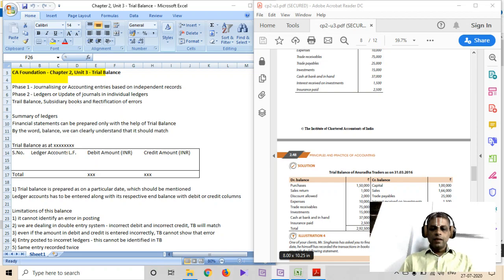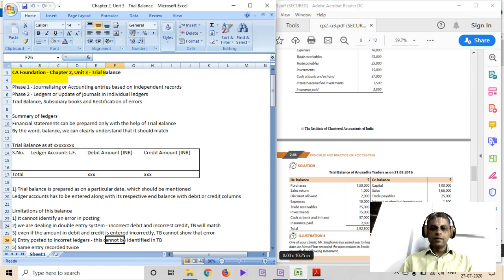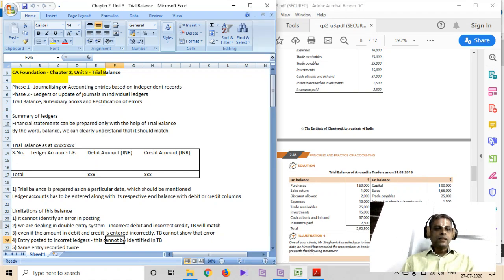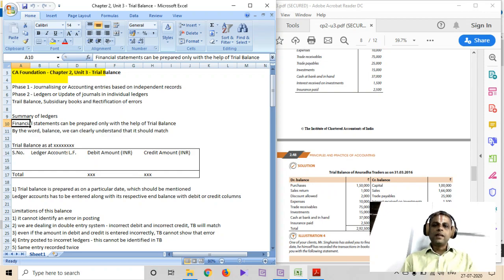So we were discussing trial balance in the earlier class, right? Let's continue with that and do a recap. What is the trial balance? Trial balance is the third phase in the accounting process. The first is the journalizing phase, the second is the ledger phase, and the third is the trial balance. It's a summary of the ledger, and financial statements can be prepared with the help of the trial balance. By the word balance, the balances on the debit side and the credit side should match, and we also saw the sample trial balance format.